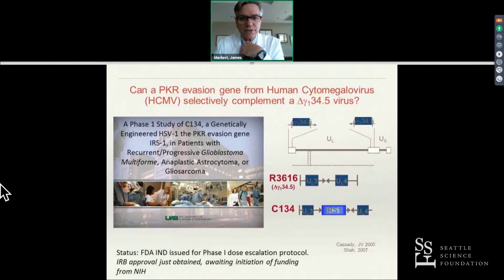I'm going to skip through these just in the interest of time. So we now have developed a study, and the FDA has approved our IND for this particular protocol. So we're just getting this study up and running, really probably this quarter of 2019.